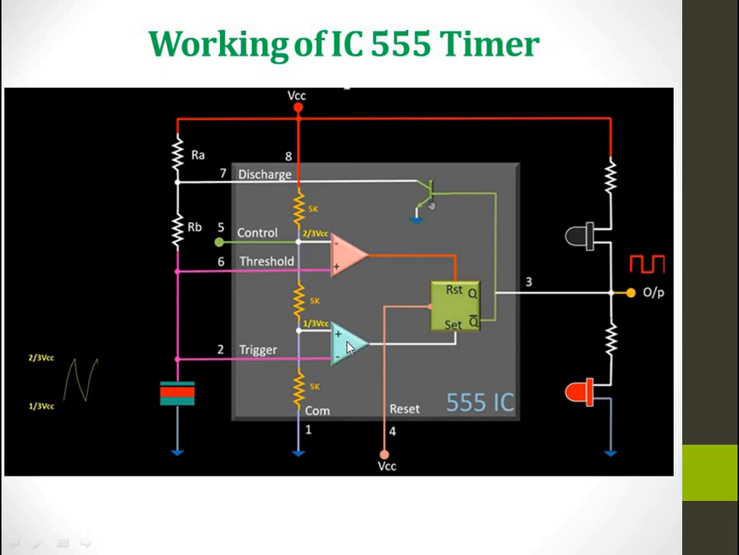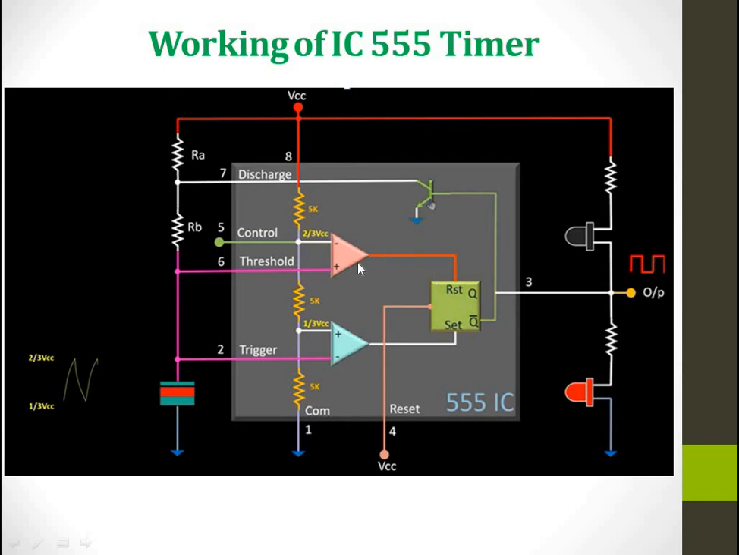Whenever this second comparator output is high, it sets the flip-flop. In the first comparator, whenever the output is high, it resets the flip-flop. If it resets the flip-flop, then Q bar will be 1. If Q bar is 1, then we take the output, that is, this LED will be switched on, because this is the high voltage point and this is the low voltage point. When the output is high, this LED will glow, and this LED will switch off. So instead of this LED, we can connect any device to measure the response or to watch the response, right?